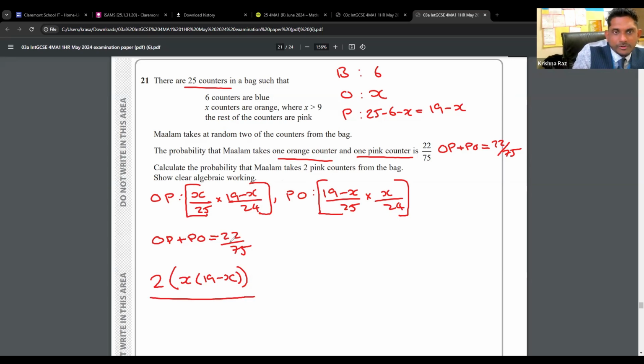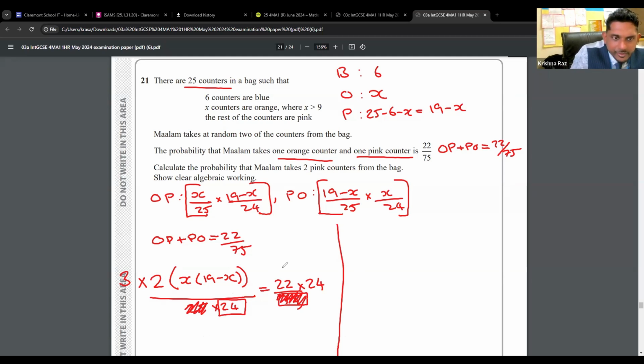Yeah, all over 25 times 24 equals 22 over 75. So if I times by 75, that will get rid of this 25, and 75 divided by 25 is 3, so I'll get 3 there. And that disappears. Then I times by 24, that goes there.